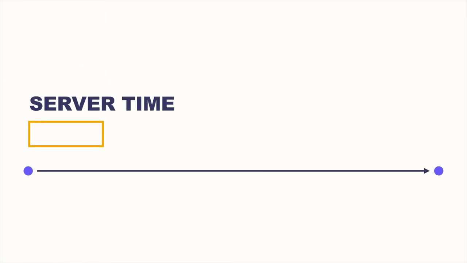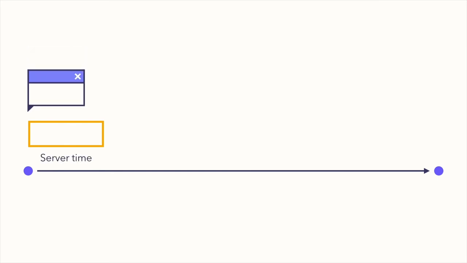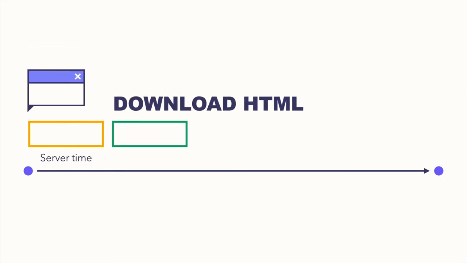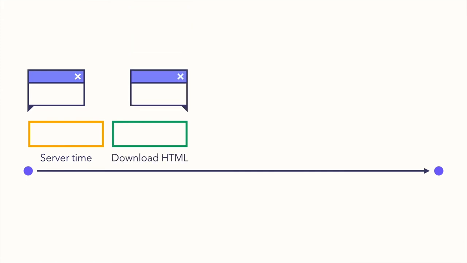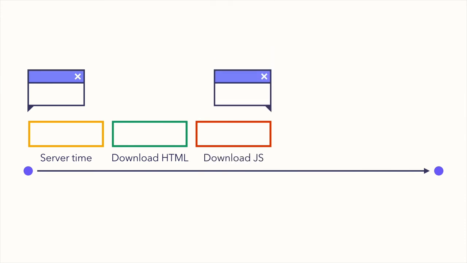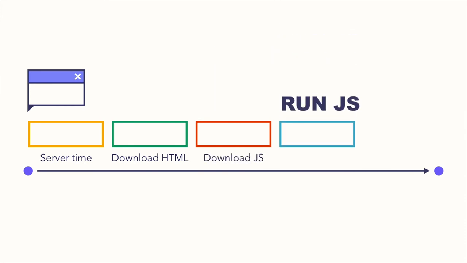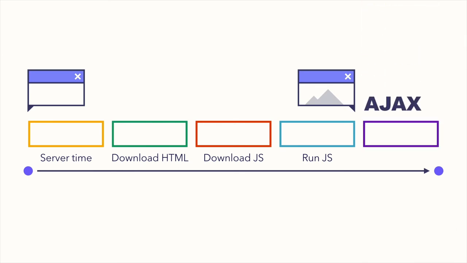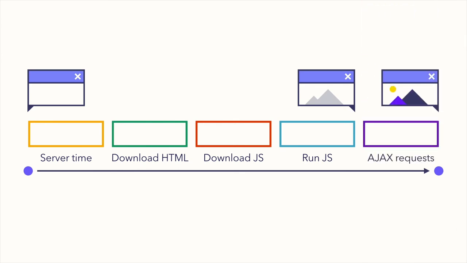So first thing is, we hit the server, we spend some time on the server, customer doesn't see anything. We're downloading the HTML, HTML is pretty much empty, therefore the customer still doesn't see anything. Download the JavaScript, customer still doesn't see anything. We run the JavaScript, customer gets a page that is actually also interactive, but typically doesn't show data yet. And only finally, after doing our Ajax calls, we're getting a page that is also interactive.